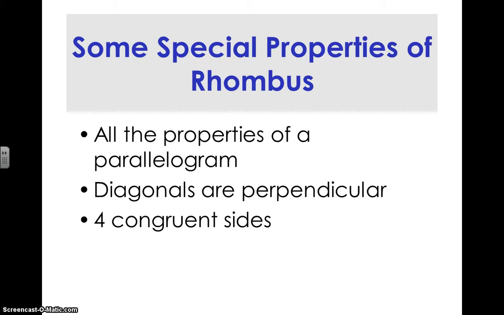Now, some of the special properties of a rhombus. It has all the properties of a parallelogram again. This time the diagonals are perpendicular, and there are four congruent sides.